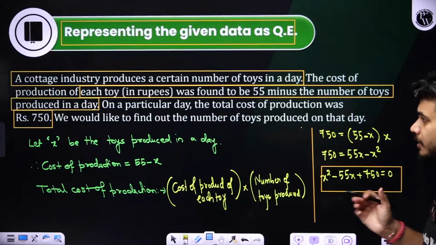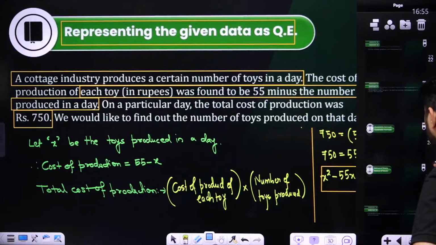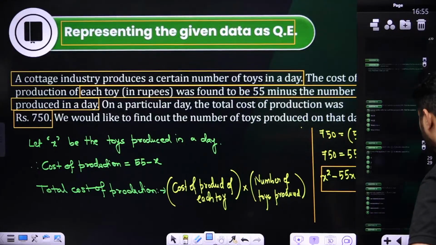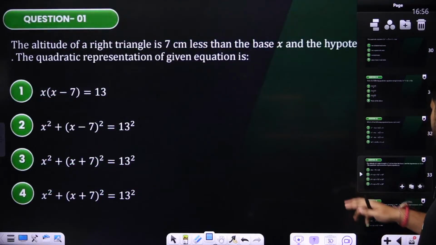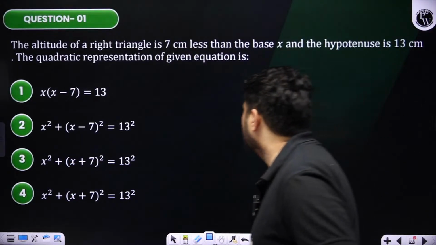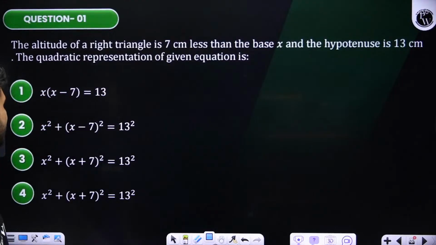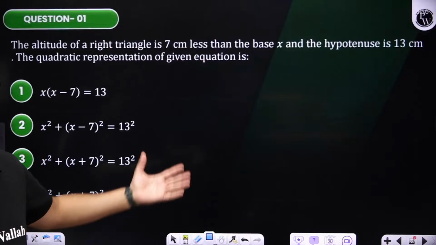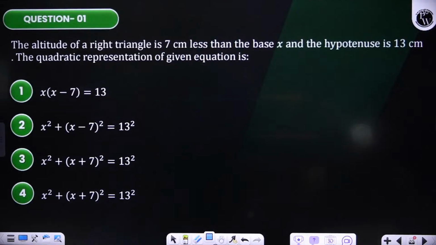Fine, from here let us do an MCQ. Fine, on formation of quadratic equation, can we solve an MCQ over here? Yes. The altitude of a right triangle is 7 cm less than the base x and the hypotenuse is 13 cm. The quadratic representation is given by. Simple, right? Can you people do this? Do it fast. Do it fast.